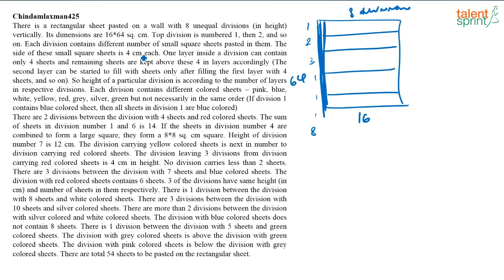Now what are we doing in these divisions? Each division contains different number of small square sheets pasted in them. So in each division I am pasting square sheets. Now how am I pasting these square sheets? See, the square sheets are of 4 centimeters, like 4 centimeter squares, and each layer is 4 centimeter high. So for example, in this division 3, let me say that there are 8 sheets. If there are 8 sheets, in how many layers will I place them? I will place them in 2 layers, correct? First layer will have 4 sheets, second layer will have 4 sheets.